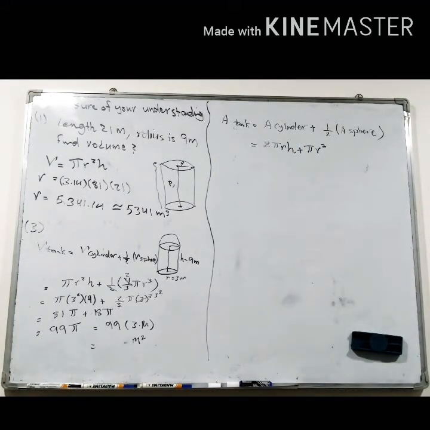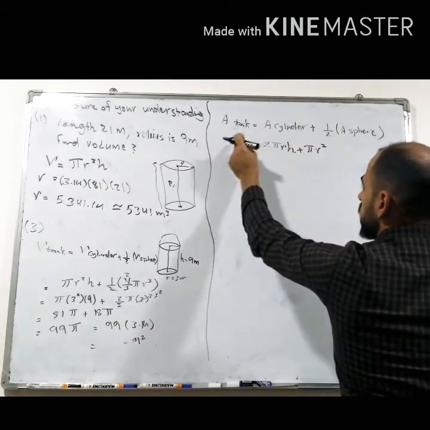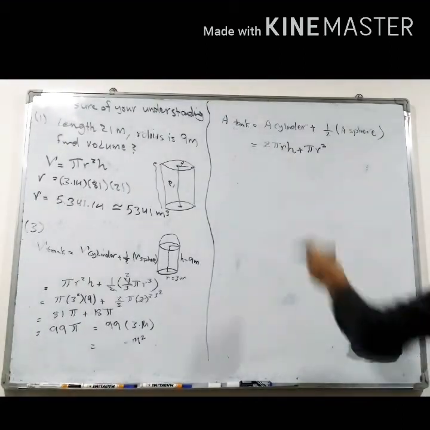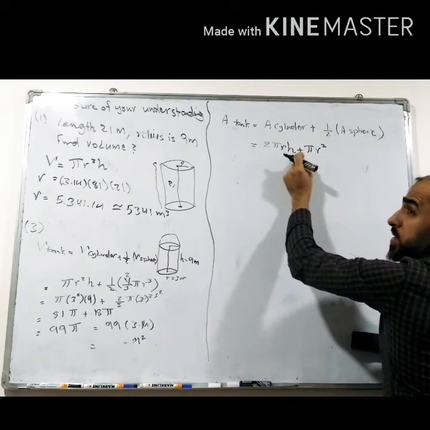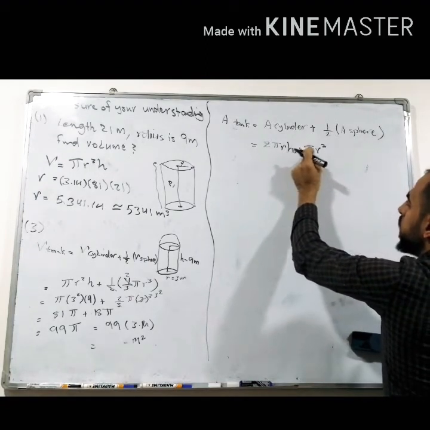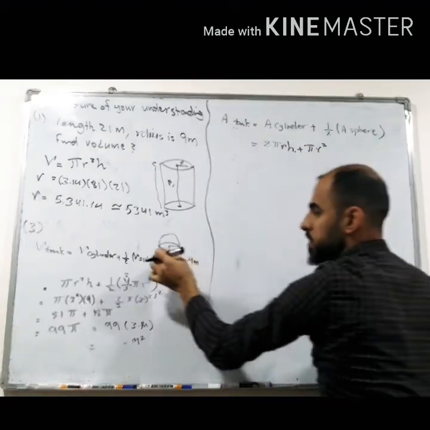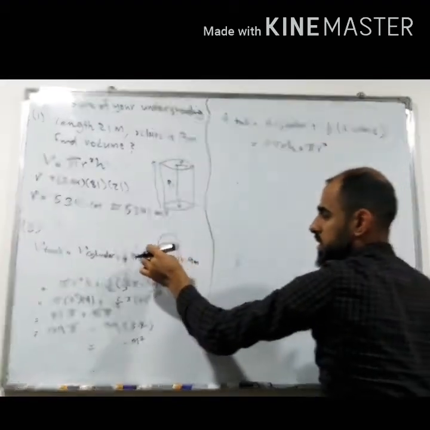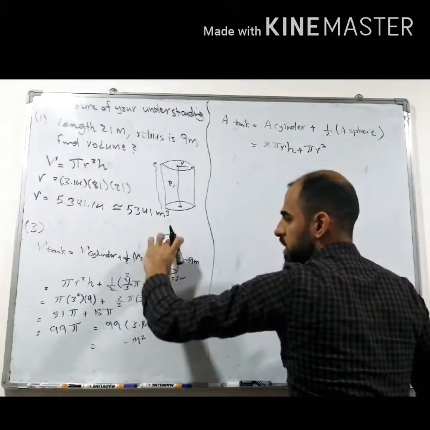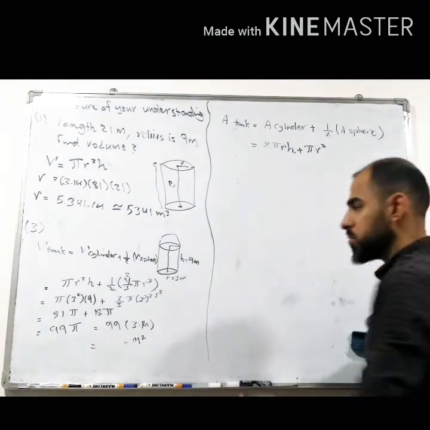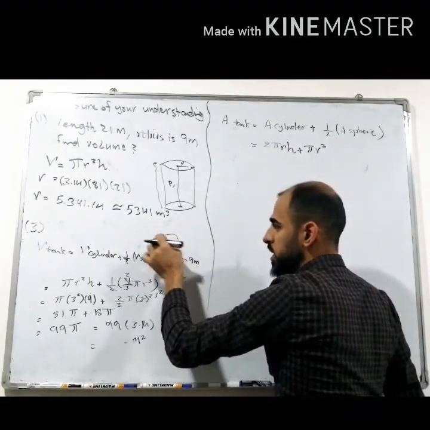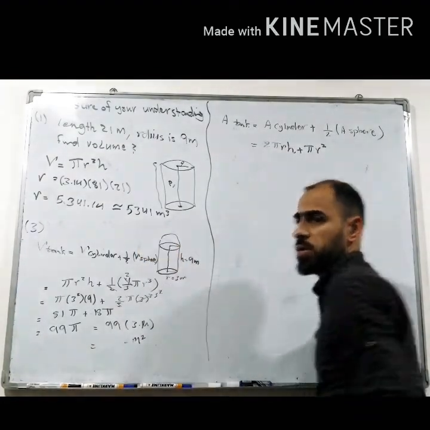Students, here we write the area of the cylinder, which is 2 pi r h, but in the basic law it is 2 pi r to the power 2. Why? Because the total area is the lateral area plus the area of the two bases. But here we have only one base, because the second base will go with the sphere.